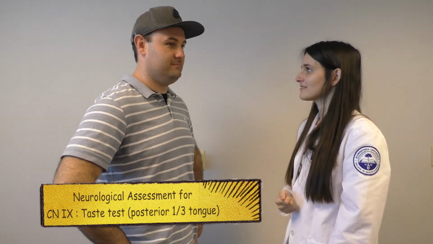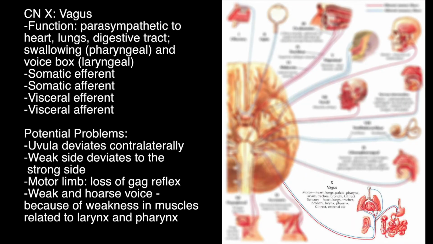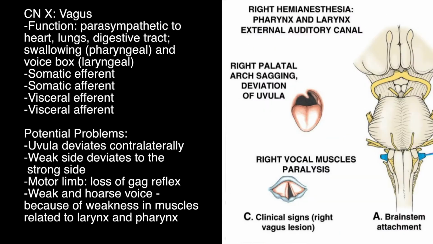Do you taste anything? The 10th cranial nerve is the vagus nerve, and the vagus nerve's function is parasympathetic for heart, lungs, and digestive tract, as well as involved in swallowing and your voice box, including the pharynx and larynx. It's somatic efferent, somatic afferent, visceral efferent, and visceral afferent. Potential problems to this cranial nerve could cause the uvula to deviate contralaterally, loss of gag reflex, and a weakened, hoarse voice because of weakness in muscles related to the larynx and pharynx.